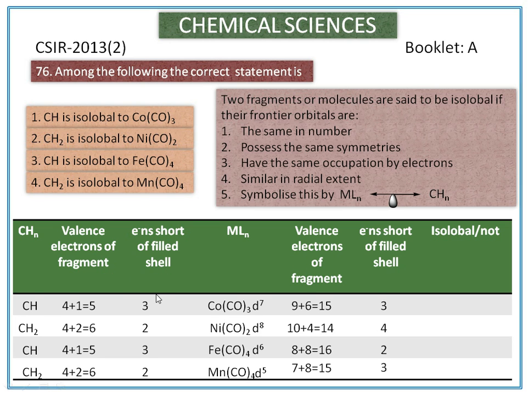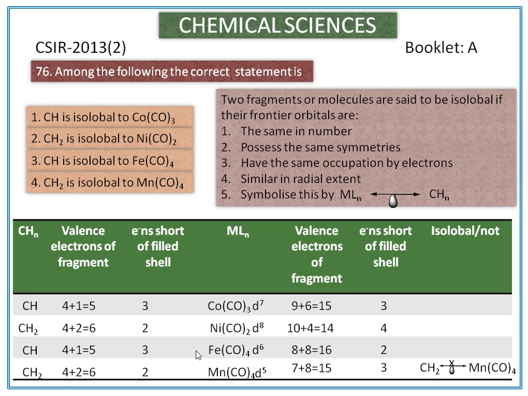Now we have the electrons short of filled shells for all the fragments. Now we check the isolobality for each pair. For the fourth pair, the number of electrons short of filled shells is not the same. For CH2 it is 2, for tetracarbonyl manganese it is 3. So it is not isolobal.